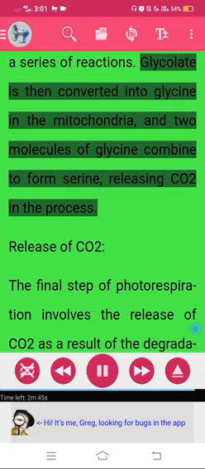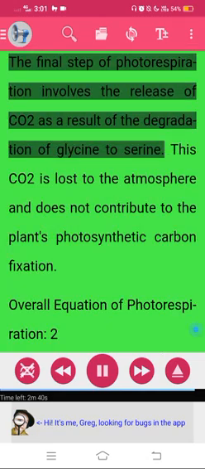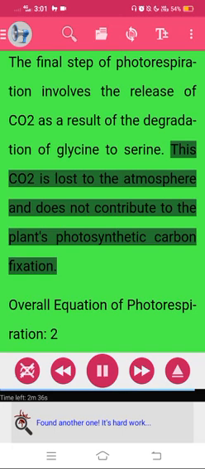Glycolate is then converted into glycine in the mitochondria, and 2 molecules of glycine combine to form serine, releasing CO2 in the process. Release of CO2. The final step of photorespiration involves the release of CO2 as a result of the degradation of glycine to serine. This CO2 is lost to the atmosphere and does not contribute to the plant's photosynthetic carbon fixation.